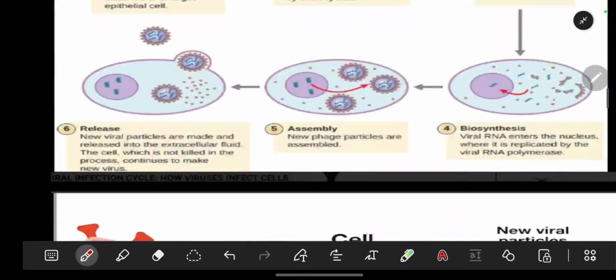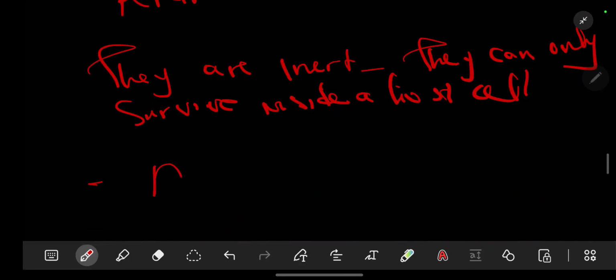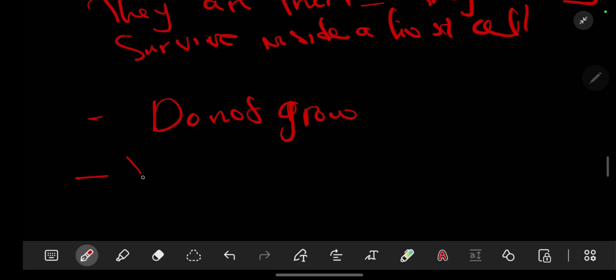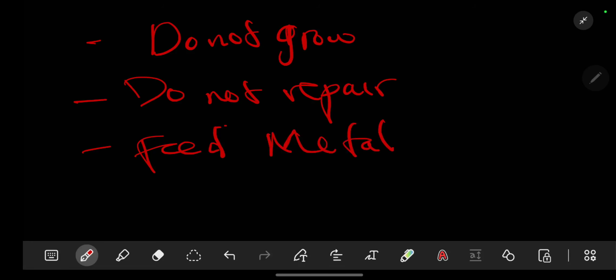So remember what we said about viruses. Viruses basically do not grow. They are not living things. They do not repair. They do not feed or metabolize.